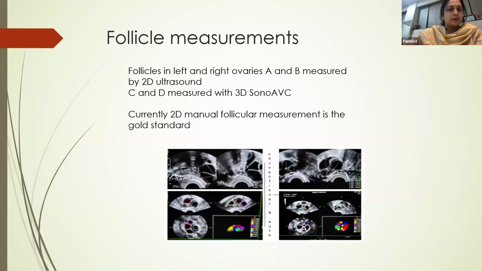The follicle measurements, the follicles of the left and the right ovaries, A and B, are measured by 2D ultrasound, and C and D are measured by the 3D sono AVC. Currently, 2D manual follicular measurement is the gold standard.